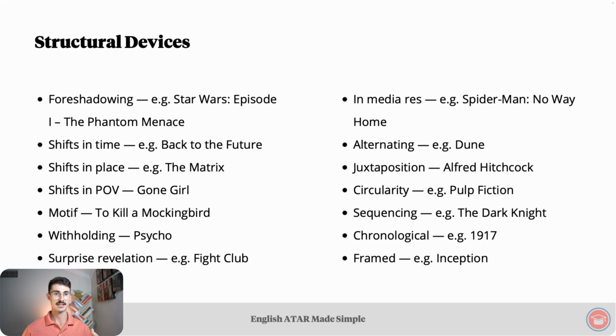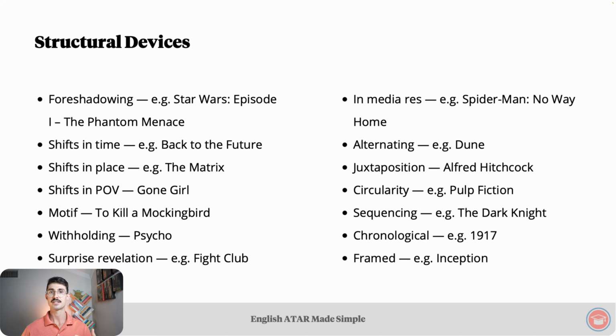For motif, we had the example of To Kill a Mockingbird and the motif of Maycomb, which is emphasizing the theme of the goodness and pleasantness of life. Then withholding: we had the example Psycho and how the identity of the serial killer is withheld until the very end. Surprise revelation: Fight Club's plot twist, not going to spoil it for you, one of the greatest plot twists in movie history, in my opinion.